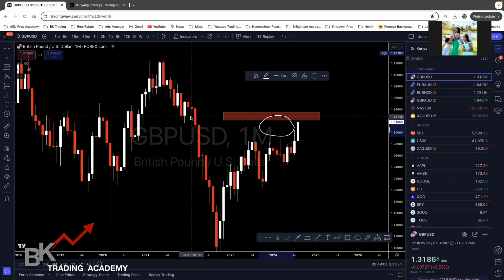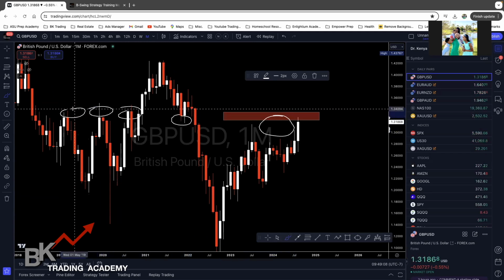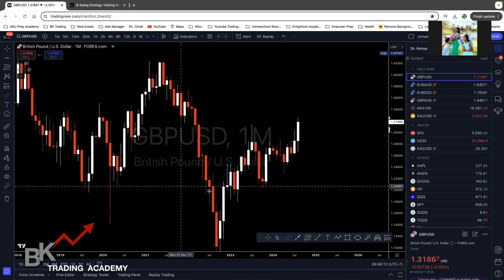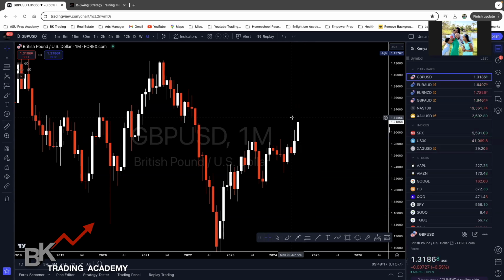So this is definitely going to be an area where you're going to see sellers potentially step in, just like buyers and sellers did in the past. You can see that right on this chart. So that is the very first thing you want to look for. In order for you to have a BSWING confirmation, the very first rule you must have is that price must have not tested the level in more than 6 months to a year or more.